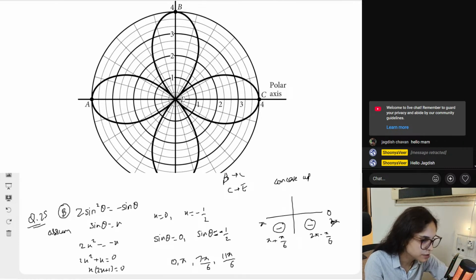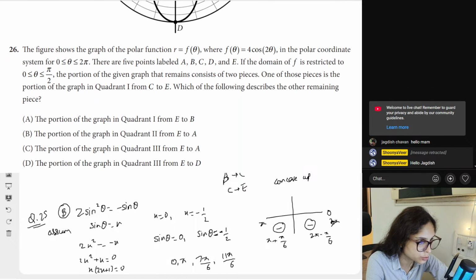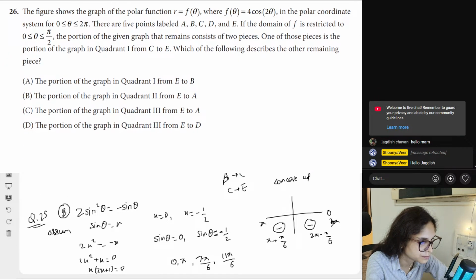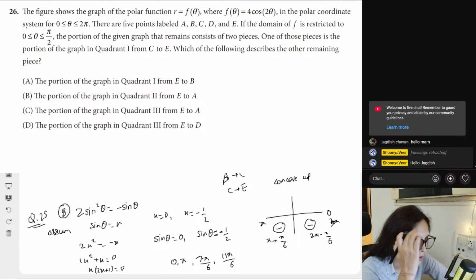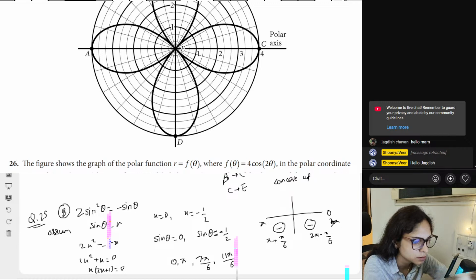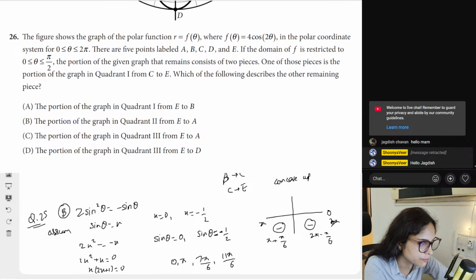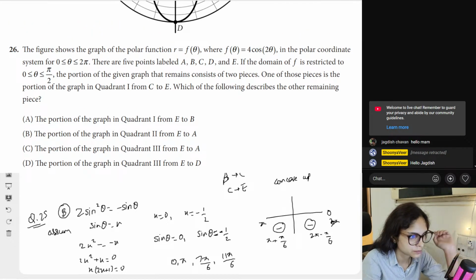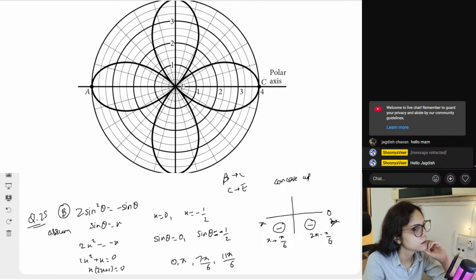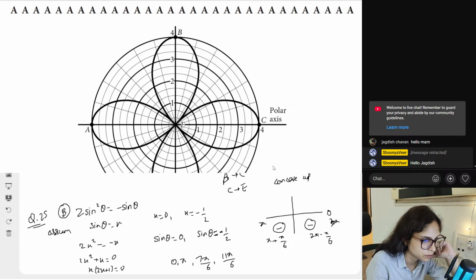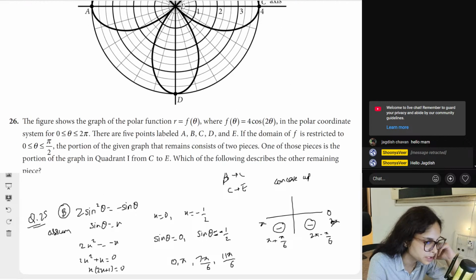So this is the graph that is given to us. And now f of theta is equal to 4 times cosine 2 theta. There are 5 points labeled A, B, C, D, and E. If the domain is restricted to 0 to pi over 2, the portion that remains consists of two pieces. One of the pieces is the graph from C to E. You have to find the other piece.